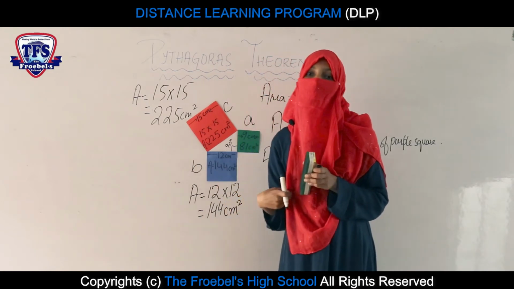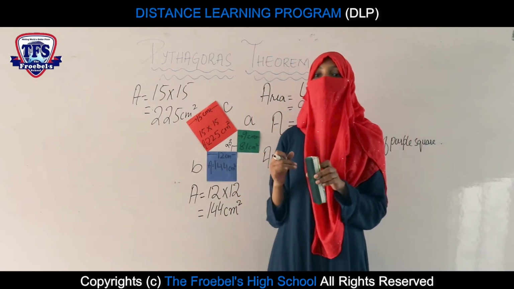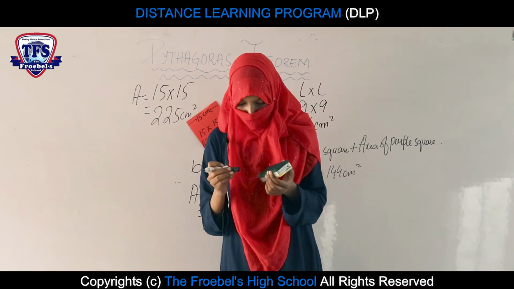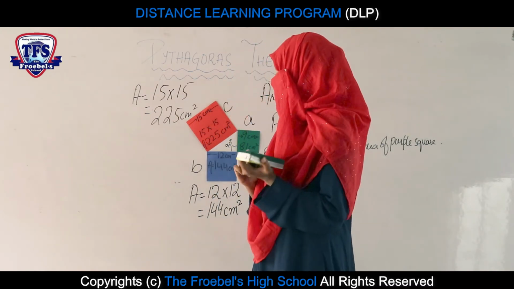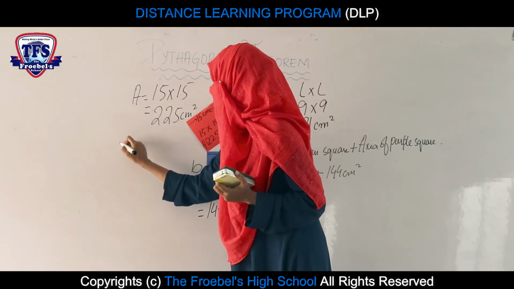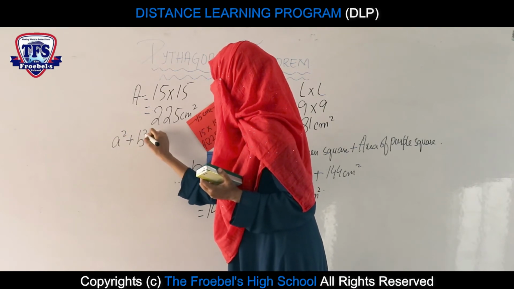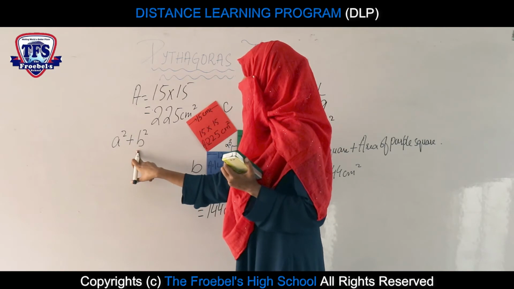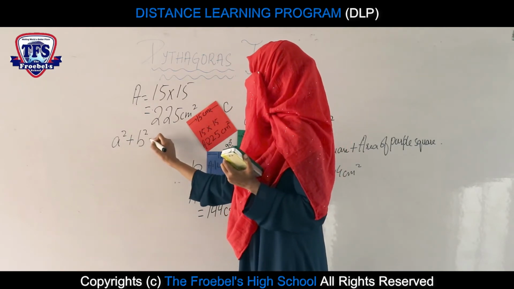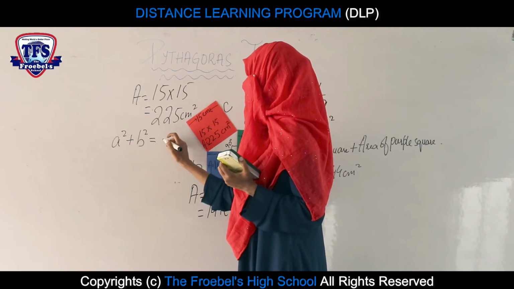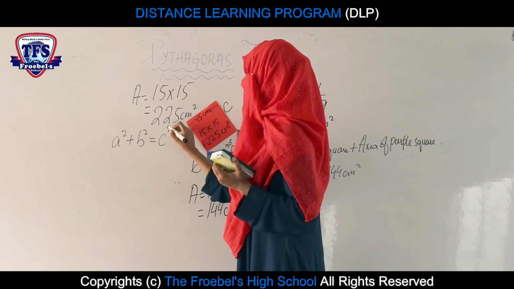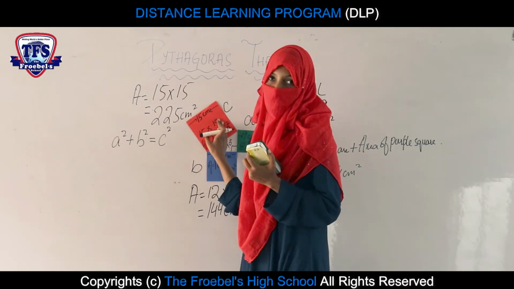This is actually the Pythagoras theorem, which we will be learning in our first chapter of 8th metric mathematics. So if I just write, A square is the area of the green square, B square is the area of the purple square, and the sum of these two is equal to C square, which is the area of the red square.